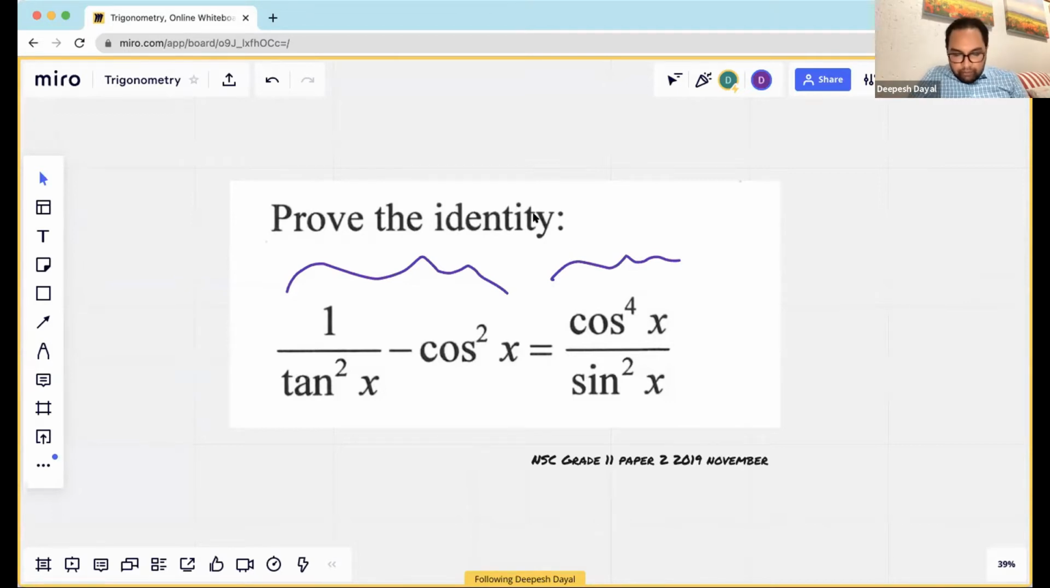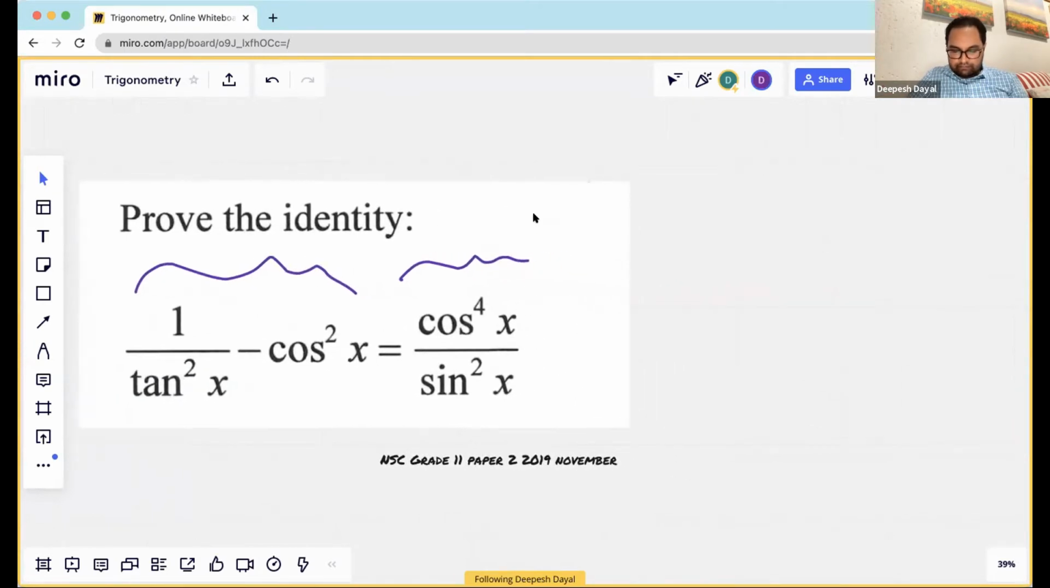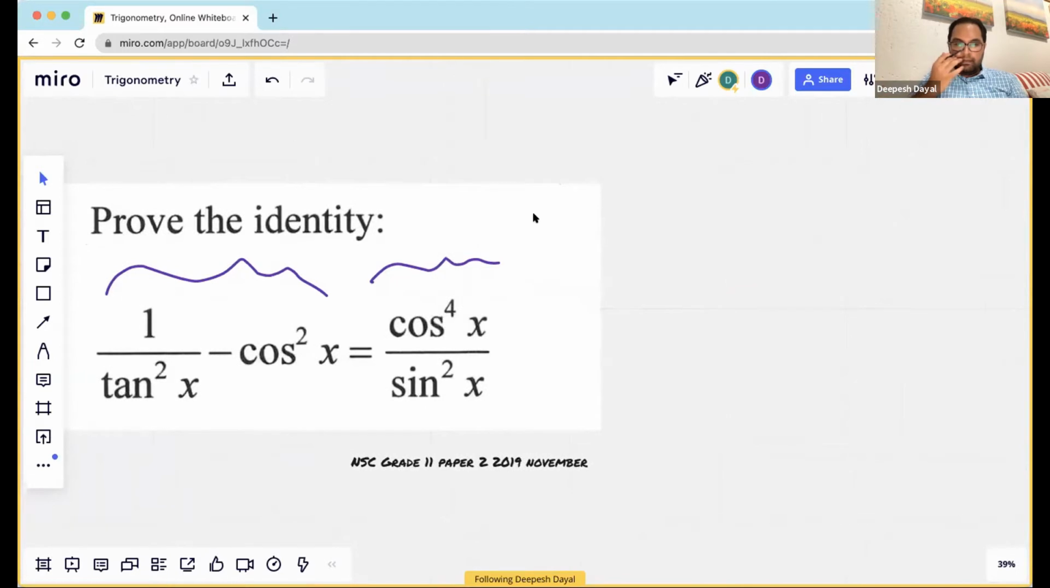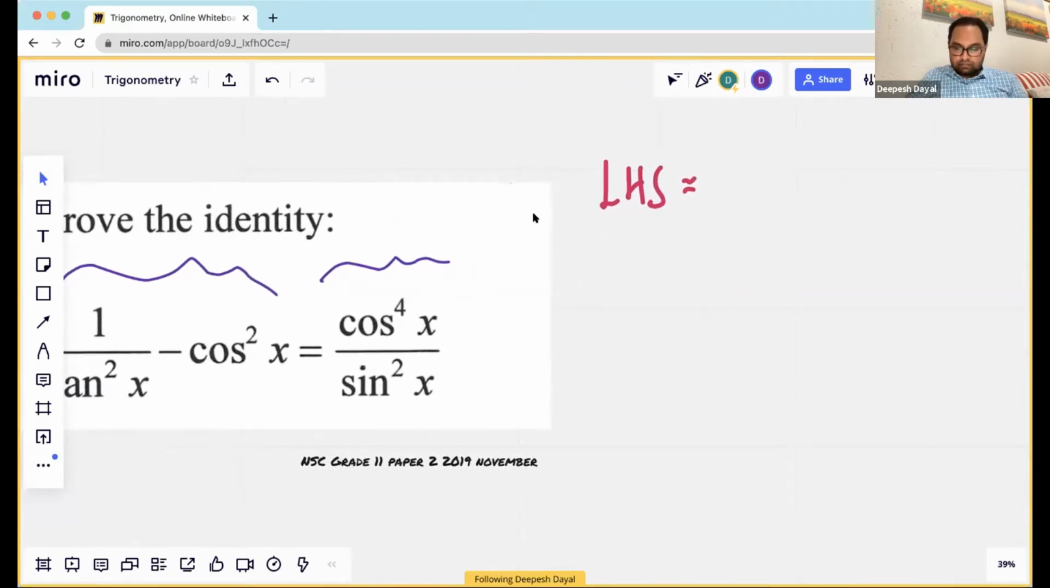Okay, maybe we can start with Sinesipo. Sinesipo, maybe if you can tell me, how did you go about approaching this question? What do you do first? I took the left-hand side, right? So based on the special identity, the tan has to change. The tan changed to 1 over cos squared x.